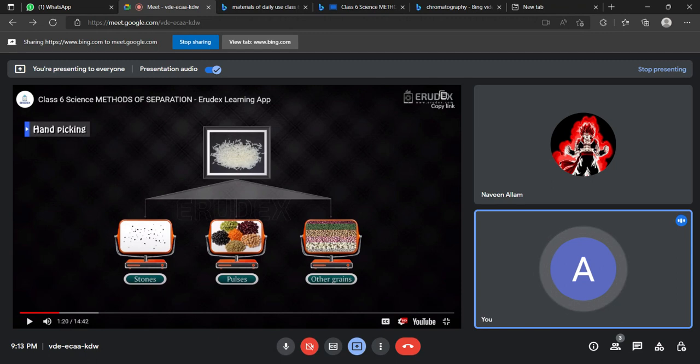If I ask you what principle the hand picking method is based on, you will tell that it is based on these things. We saw in the video also. First, it is based on the size of the particles. Second, we have the color of the particles as well.